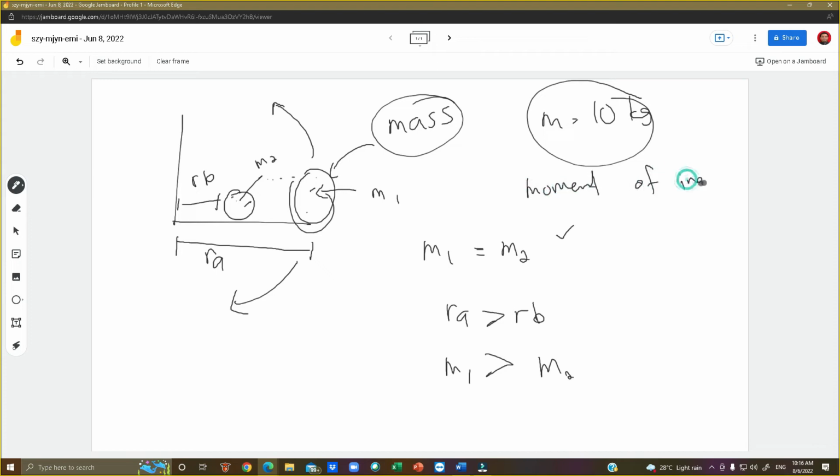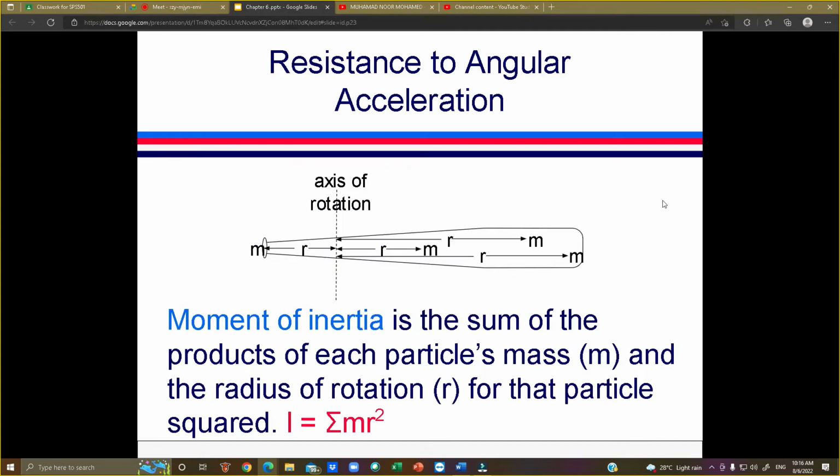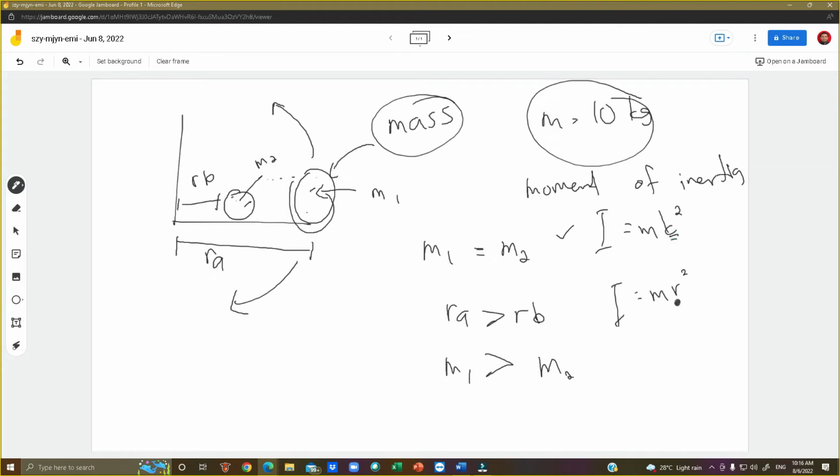Moment of inertia, which we can write as I equals to mk square. Okay, kadang-kadang kamu jumpa I equals to mr square. So what is the difference between K and R? R is known as radius of rotation. In other words, when we talk about radius of rotation, it does not change. For example, kita ada kayu golf. Length ni takkan pernah berubah.